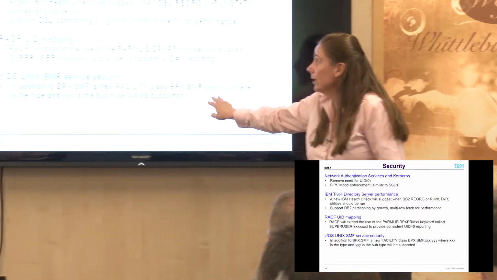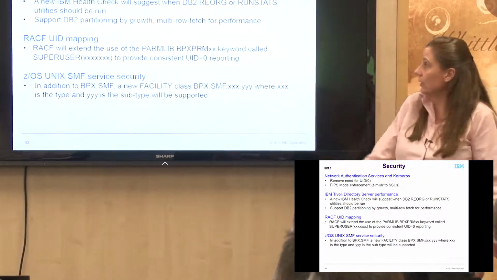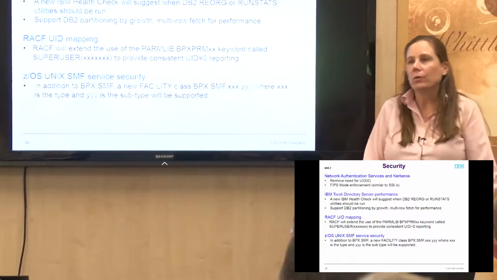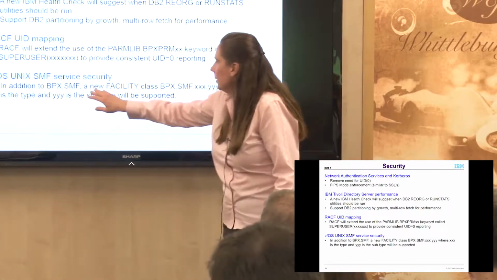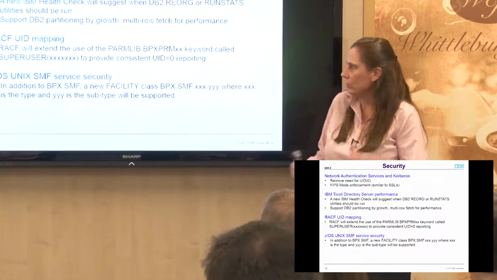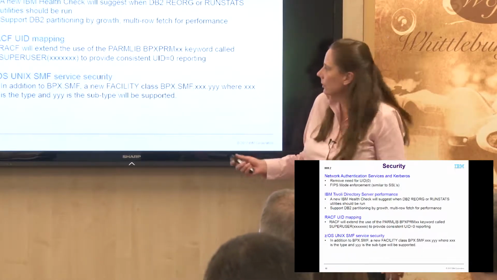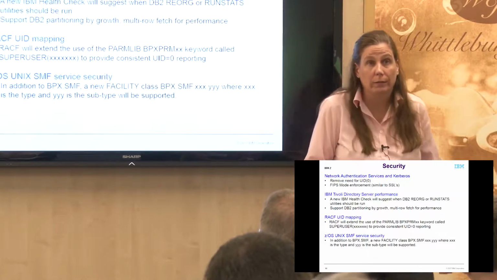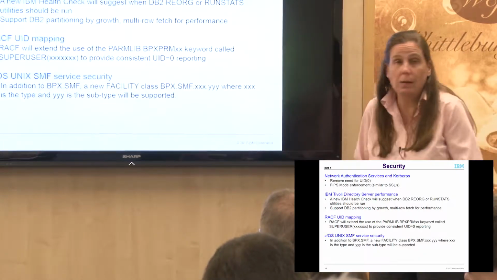We have more granularity for Unix SMF. You have the ability to allow certain users to look at certain record types for Unix, if you'd like. And we'll also support subtypes as well. So certain users would be able to see some, but not others.